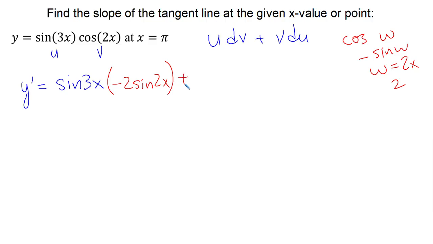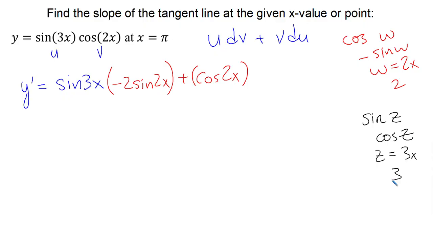And then we'll add to that our v, which is cosine 2x, times our derivative of u. Well, the derivative of u, that's going to be the sine of z, where z is equal to 3x. So that'll be cosine z times 3, or 3 cosine 3x. Now we want to evaluate this at pi. So we're looking for y prime at pi.